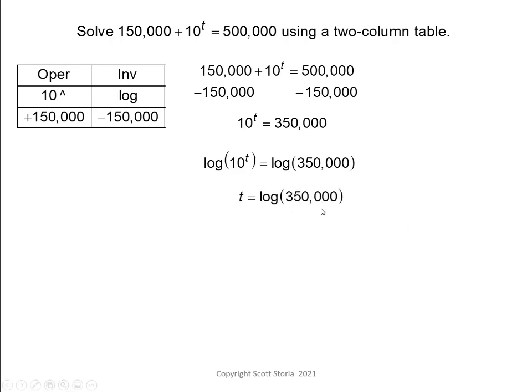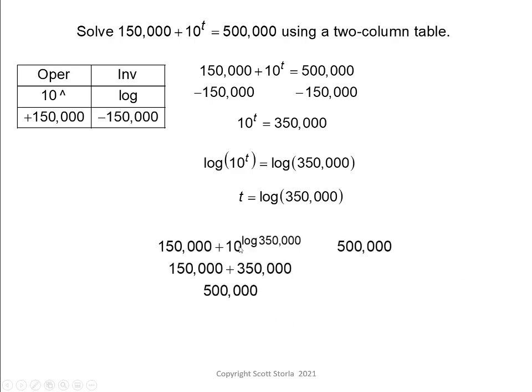Here's my solution. To check my work, I return to the original. I substitute for t with my answer. 10 with an exponent of log base 10 of 350,000 can be replaced simply with the argument. And after adding, my values match, so I'm confident in my work.